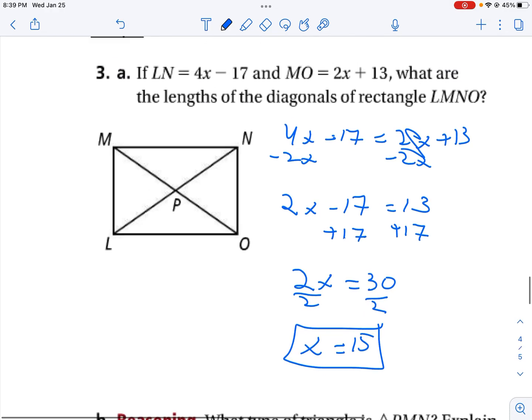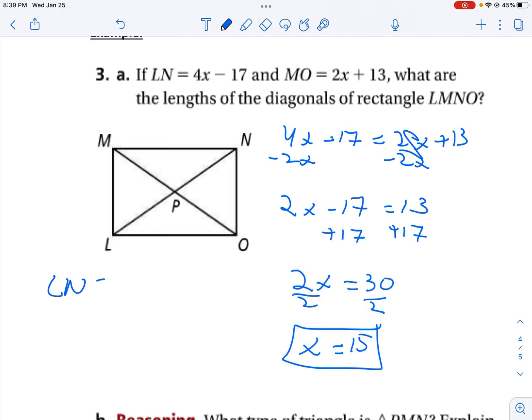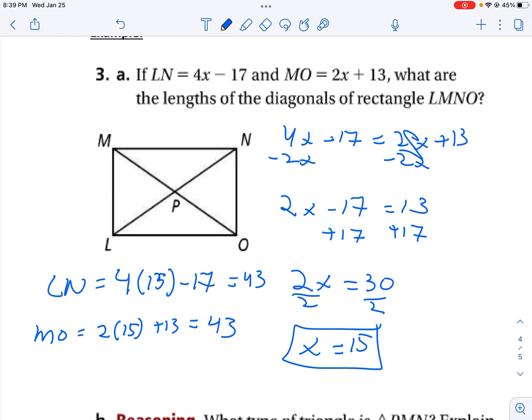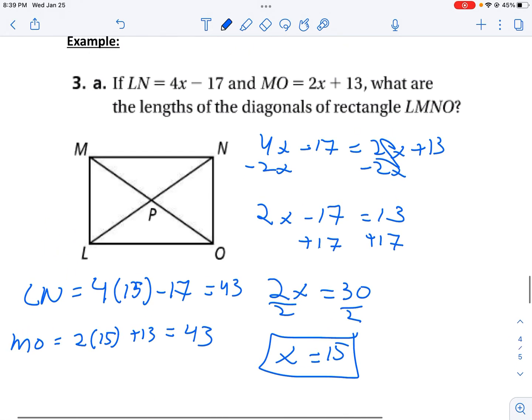If x is 15, they're asking for the length of LN. So 4 times 15 minus 17. When I do that, that comes out to be 43. And MO is equal to 2 times 15 plus 13, which is also 43. And again, they should be the same amount because the diagonals are equal.